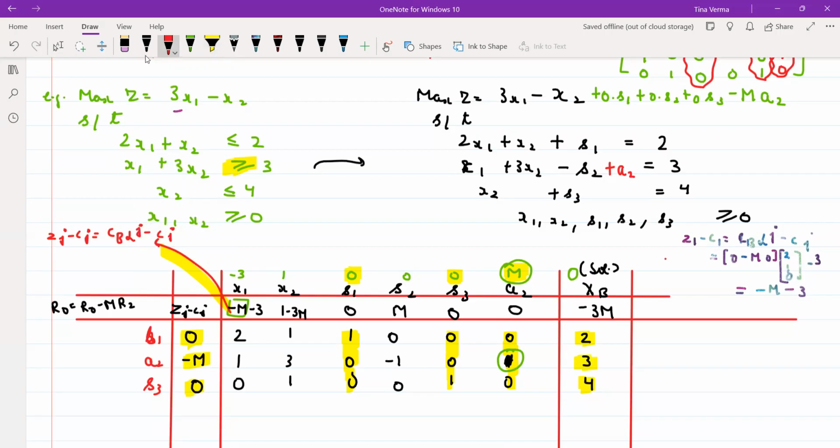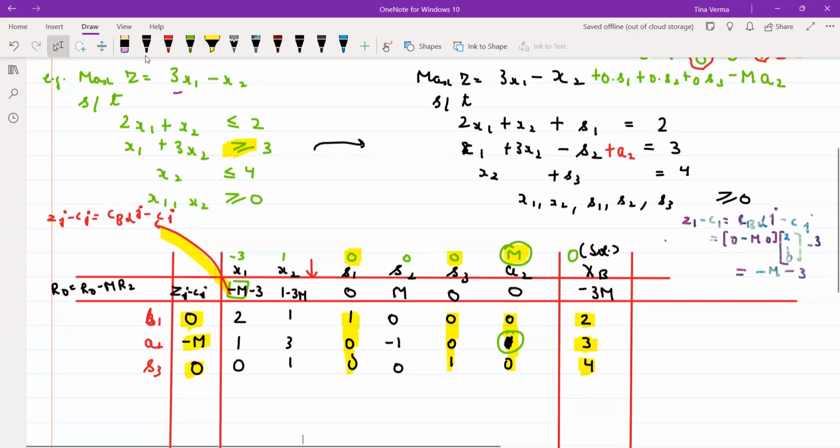Which variable will enter? It is my maximization case. So my most negative variable, that is my x2 variable. Is it clear? सिर्फ आपका यहाँ पे टेबल में only your Zj minus Cj will change. Rest the operations will be as it is as in your simplex method.